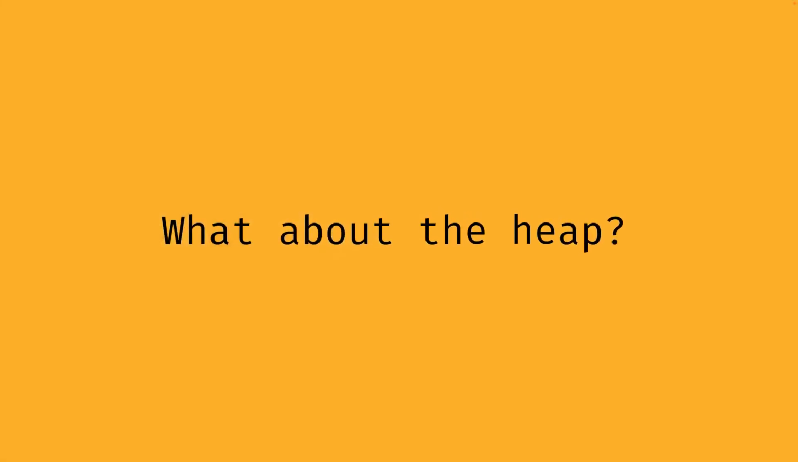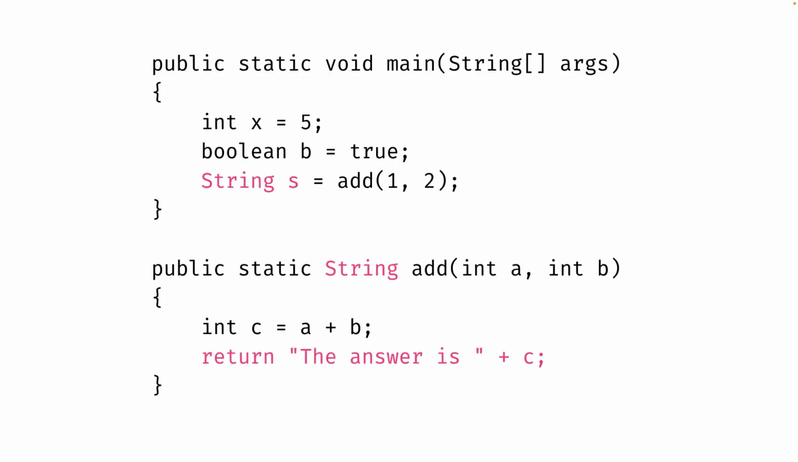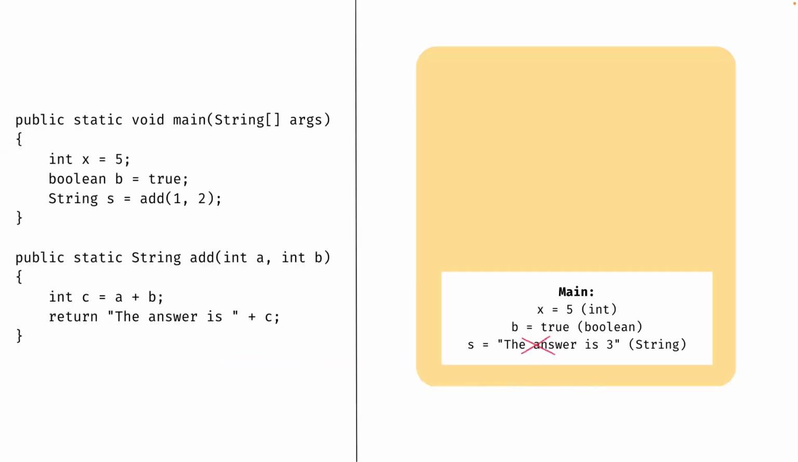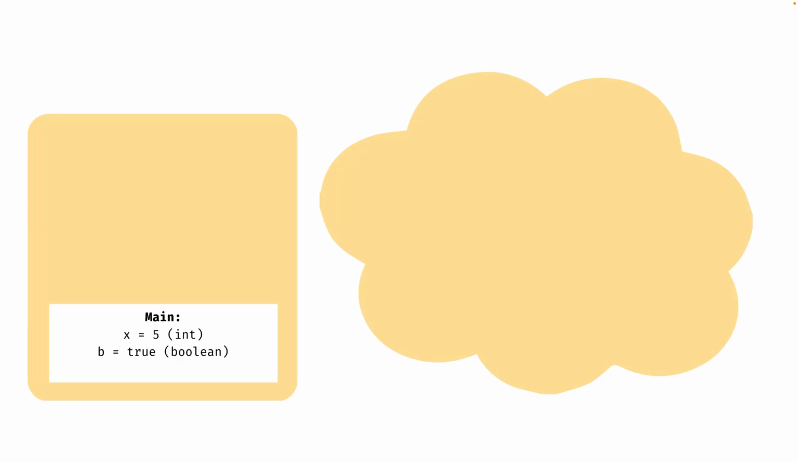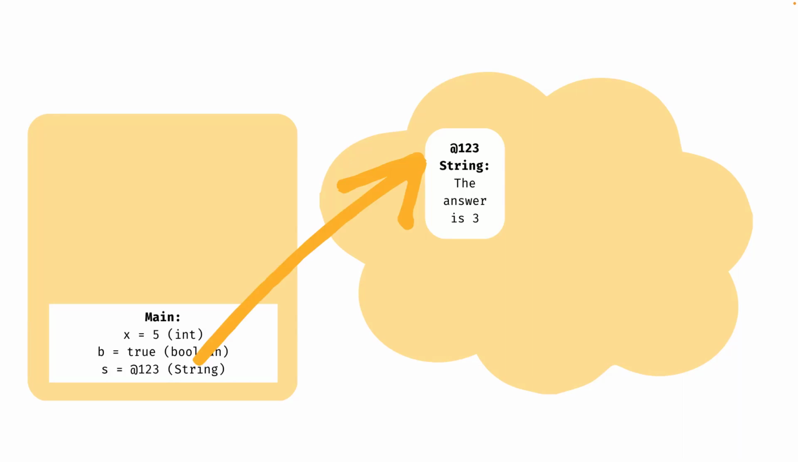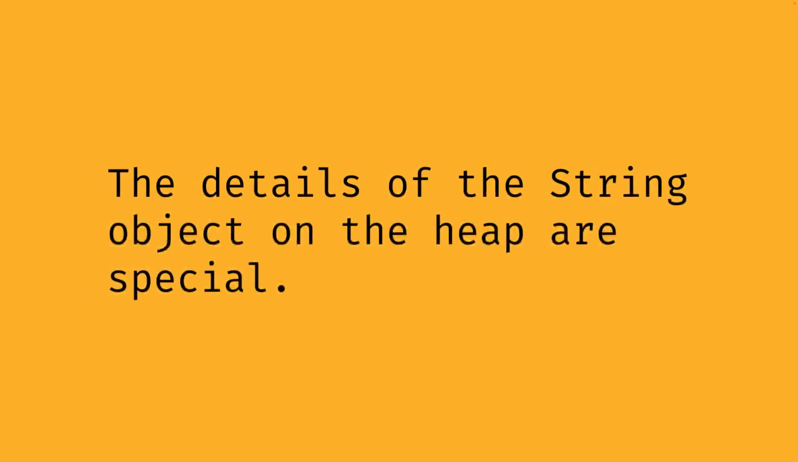So, what about the heap? Well, let's say that our method creates an object, for example, a string. Objects are bigger than primitives, and the stack is not designed to hold all these big objects. That's where the heap comes into play. The object gets created on the heap. And on the stack, we hold a pointer to the memory location on the heap. String is actually stored in a special way that we'll learn more about later.